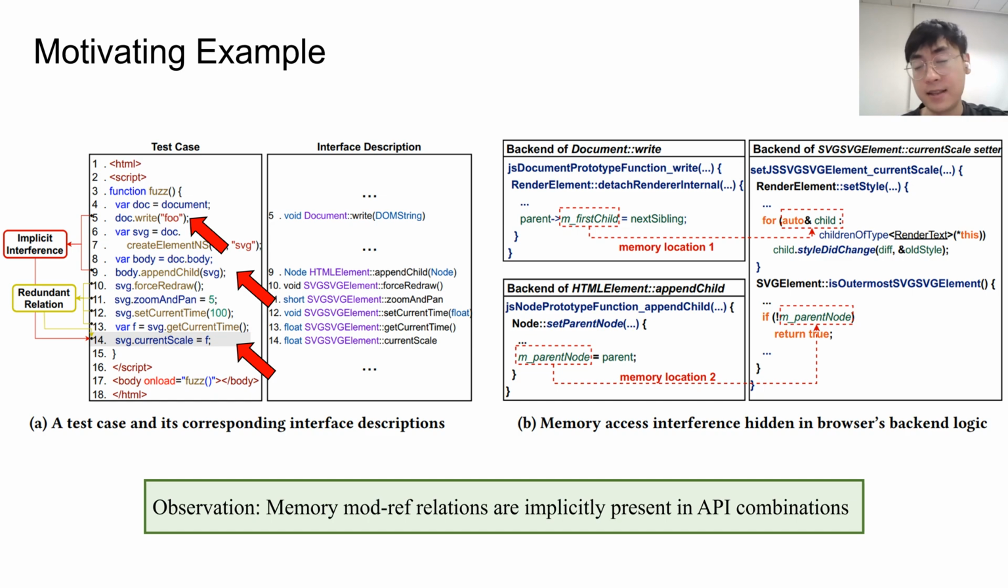Let's focus on the backend logic. The setter of the current scale API does visit the memory locations modified by the previous two APIs. In other words, its logic will be affected by them. Such a modify and reference relation is implicitly present in API combinations, and we should find it out to facilitate our fuzzer's input generation.